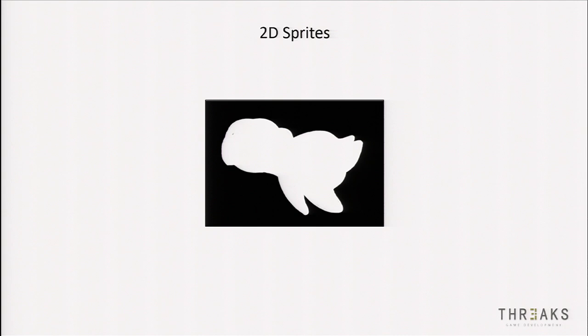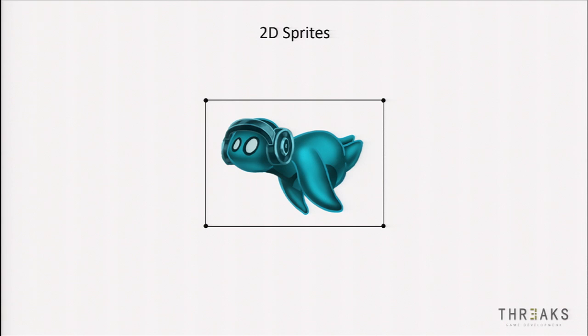So normally we're doing something like this. That's the standard way we're handling 2D stuff in the scene. It's just a rectangle mapped with a transparent sprite. But we can do better.